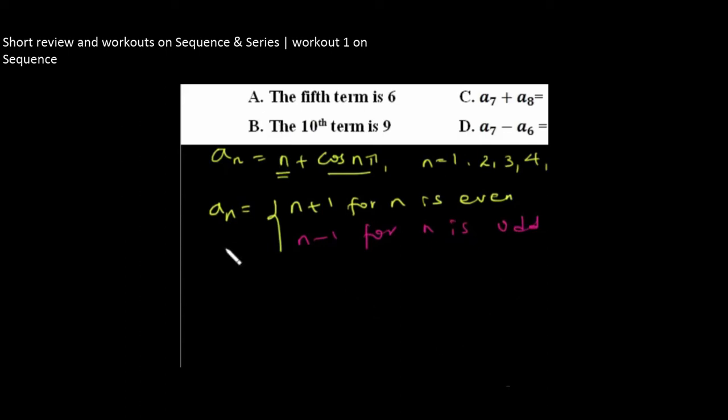On letter A, we are asking for the fifth term, A5. 5 is odd, so we use the bottom expression. This is 5 minus 1, which is 4. It's given as 6, so this is wrong. On letter B, we are asking for the 10th term, to check whether it is 9 or not. 10 is even, so we use the top expression, and this is 10 plus 1, which is 11, and this is also wrong.